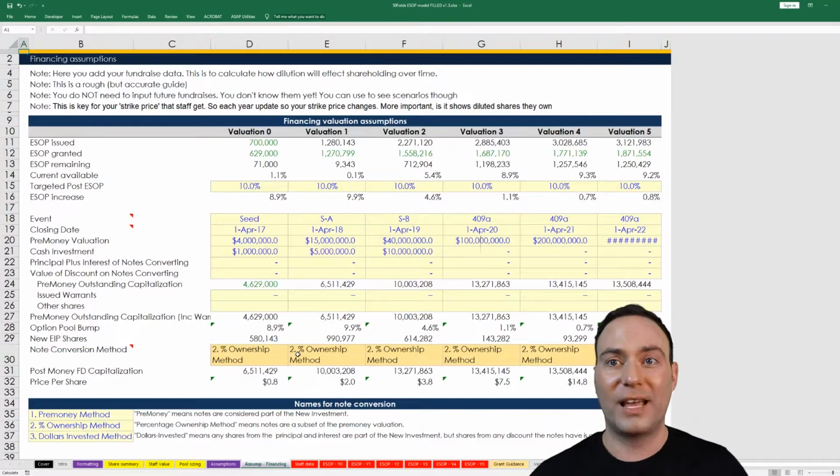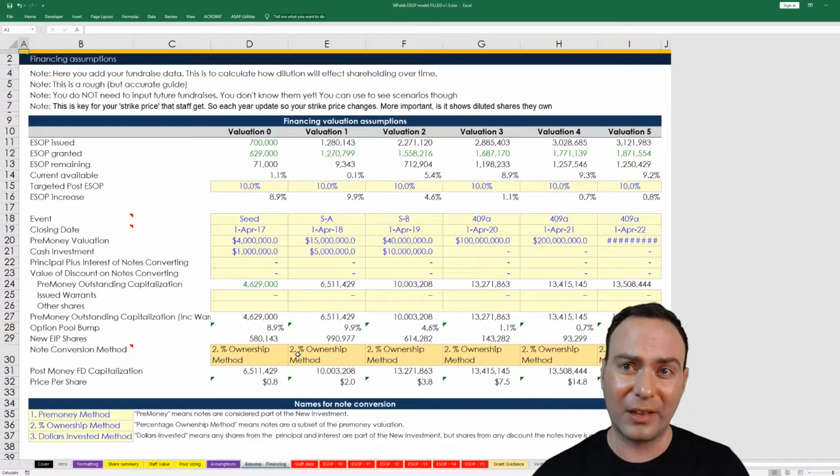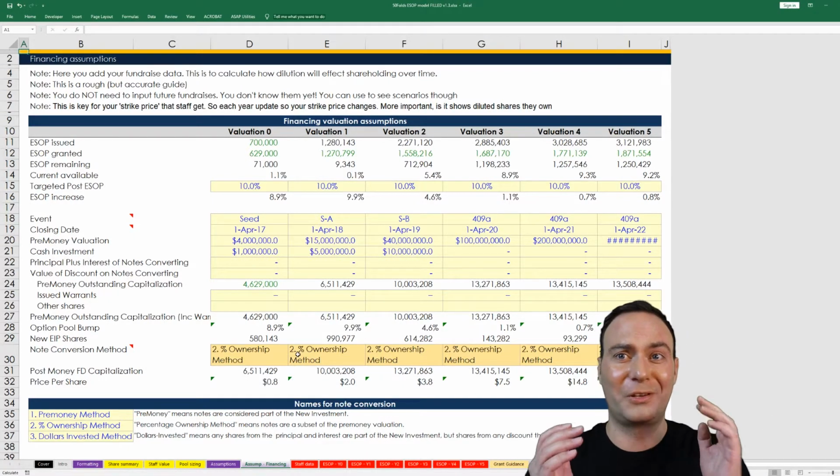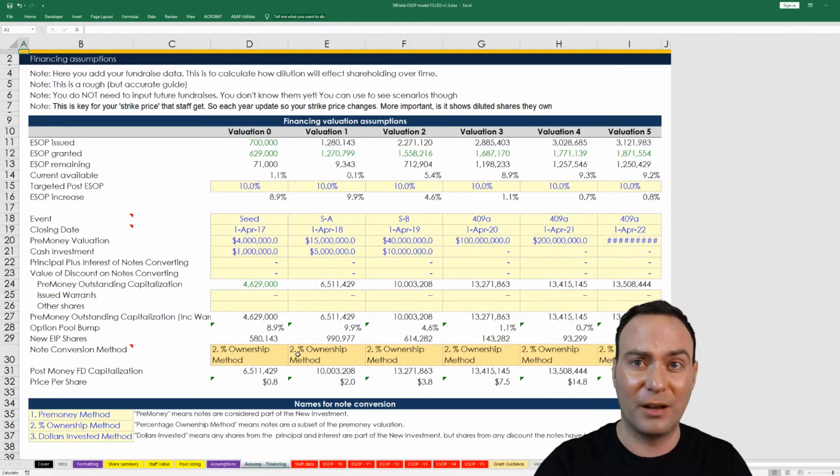Well, there we go. That's how easy the model is. I know there's a little bit to learn, but if you do what I tell you to do, it's actually incredibly powerful for the amount of work that you need to put in. So go do it. I'm sure you're going to love it. I'm sure your staff are going to love it.